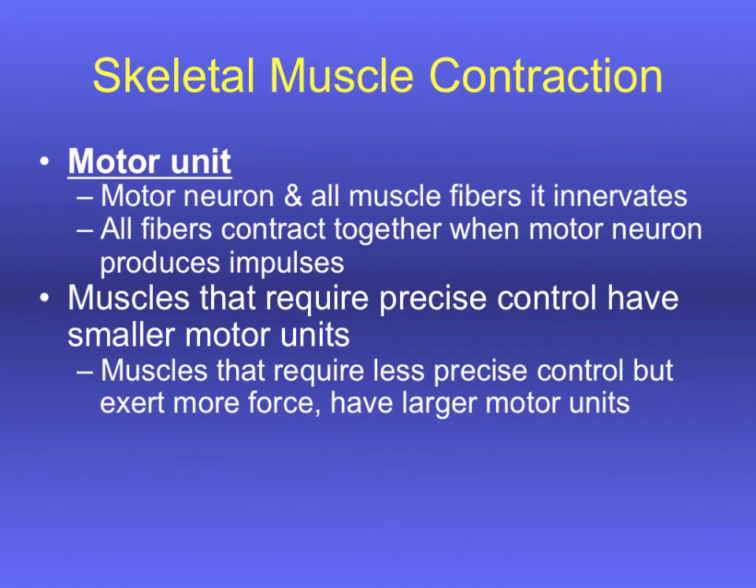On the other hand, if you look at muscles that maybe need more power but less precise control, then you could have larger motor units. You could have a single neuron and maybe 100 muscle cells that it controls, because the precision doesn't need to be there.